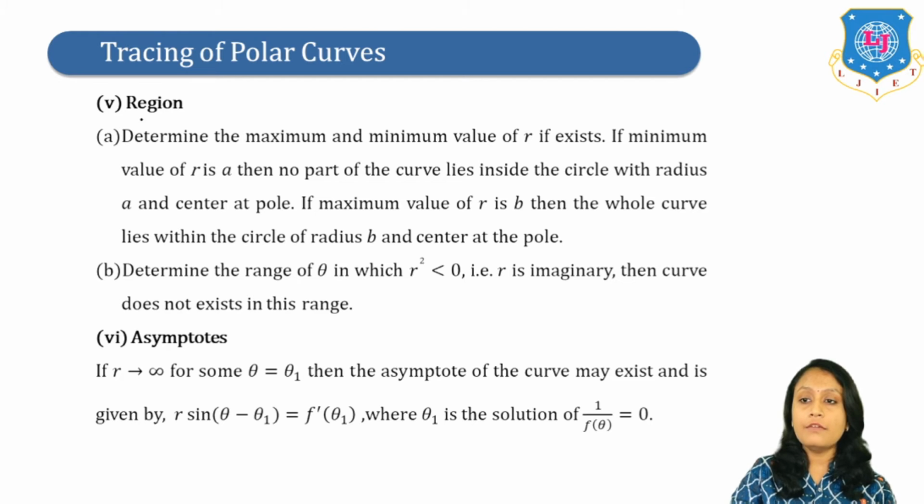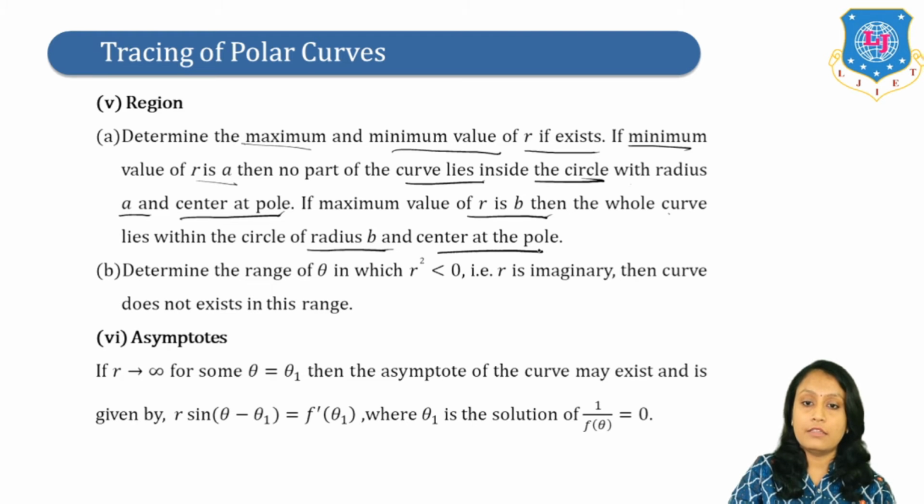Now the fifth one is region. So we will determine the maximum and minimum values of r if they exist. Now if the minimum value of r is a, then no part of the curve lies inside the circle with radius a and center at the pole. So the curve will not lie in the region within the circle with radius a and center at the origin. And if the maximum value of r is b, then the whole curve lies within the circle of radius b and center at the pole.